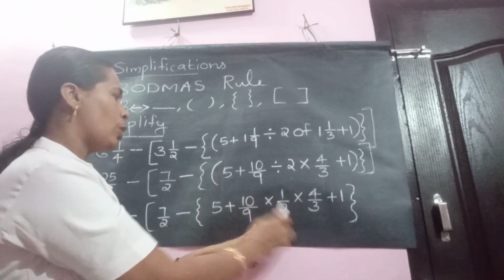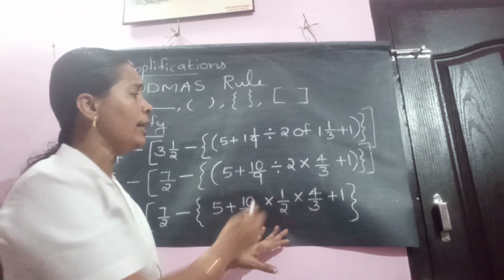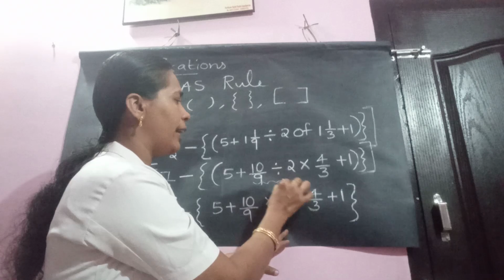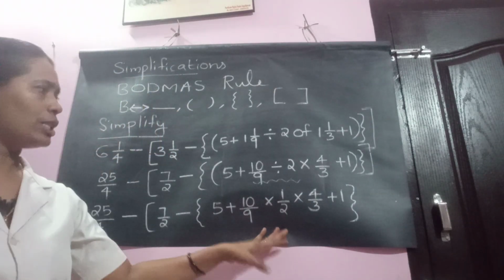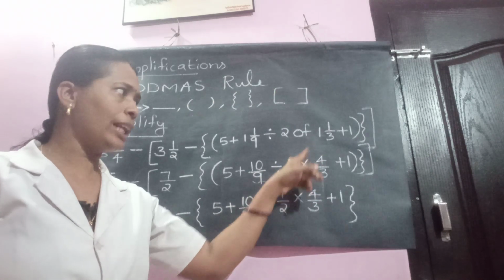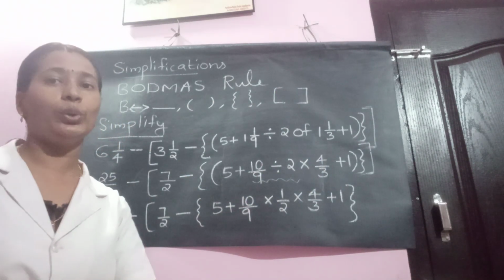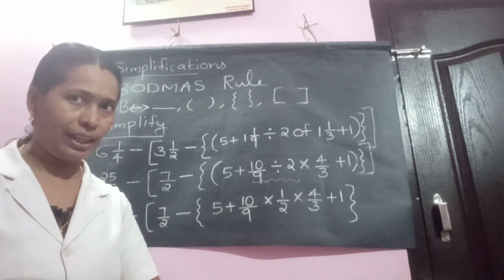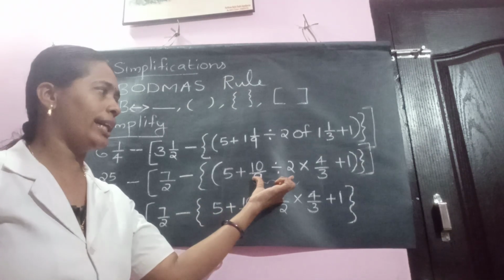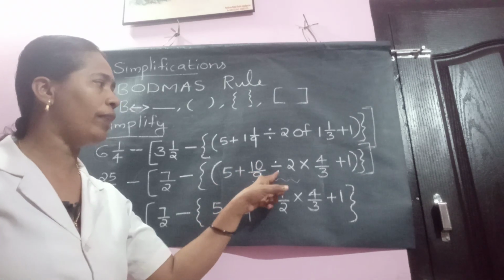That's all. So 5 teacher written, 10 by 9 also written. But here 10 by 9 divided by 2 is there. So many operations are there. Addition, division, multiplication, addition. So in this what we want to do first? First we have to do division, isn't it? That's why first teacher has taken these two terms connecting division. 10 by 9 divided by 2.